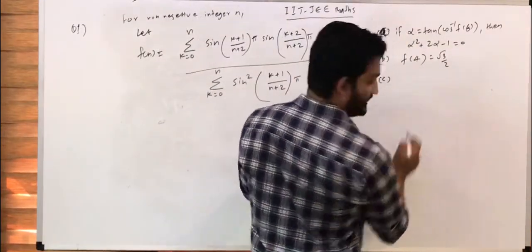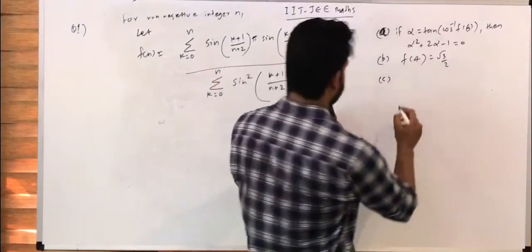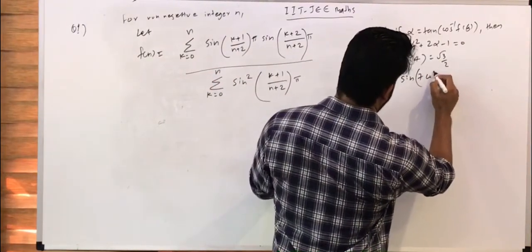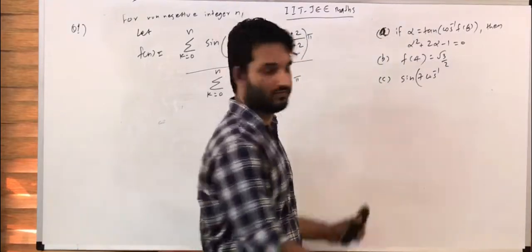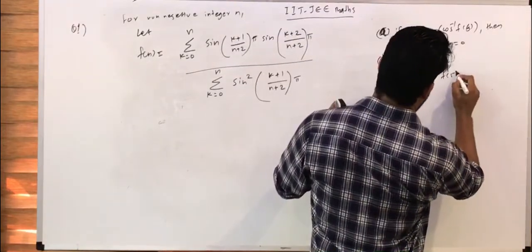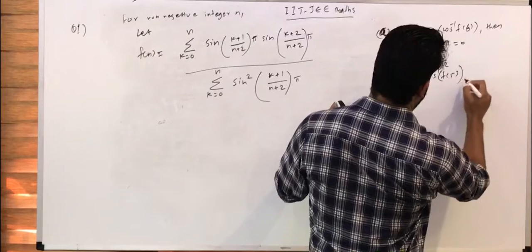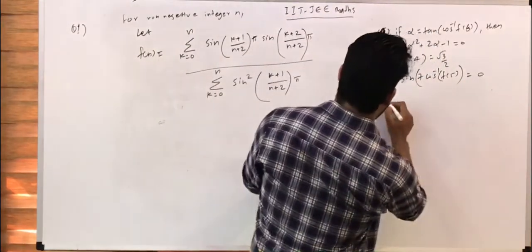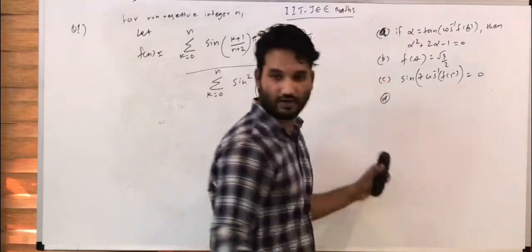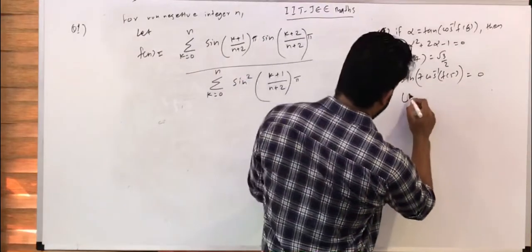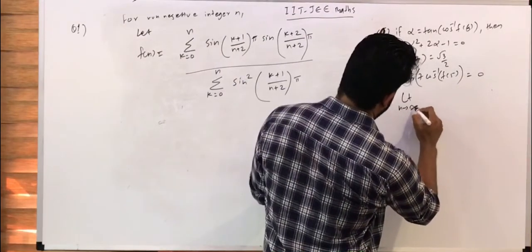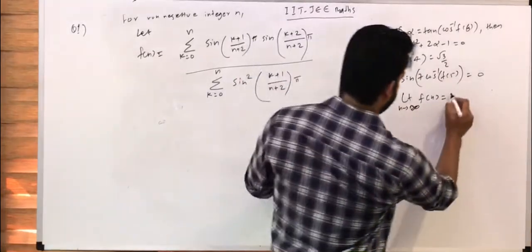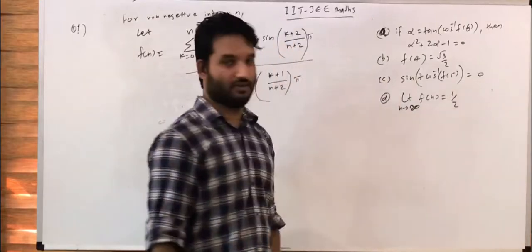And option C is given: sine of 7 cos inverse of f of 5 is equal to 0. And option D is given: limit n tends to infinity f of n equal to 1 by 2. Okay.